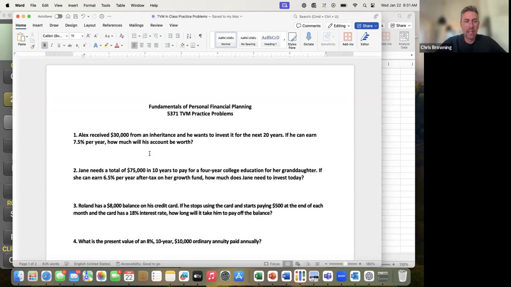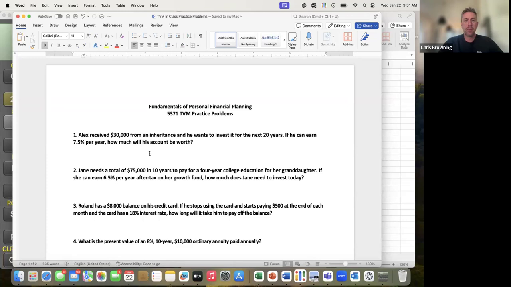So in number 1, it says that Alex received $30,000 from an inheritance and wants to invest it for the next 20 years. If he can earn 7.5% per year, how much will his account be worth?